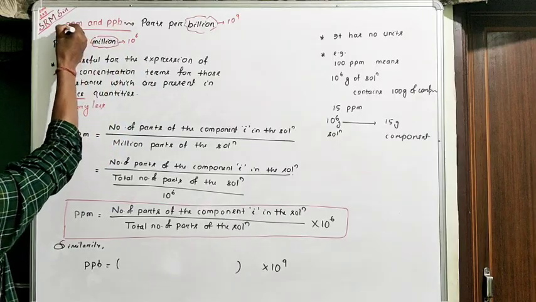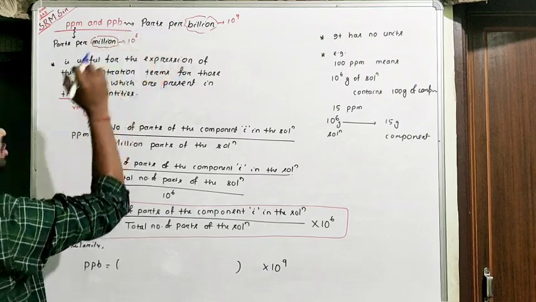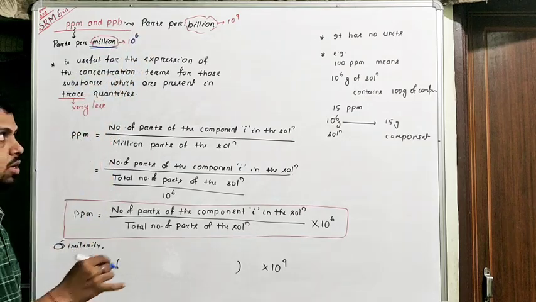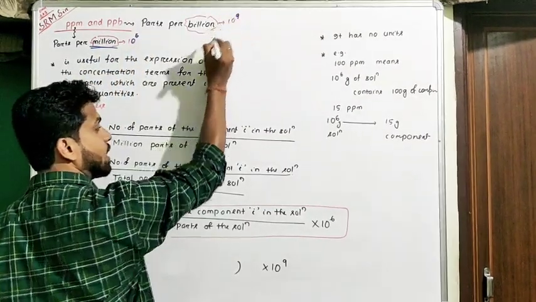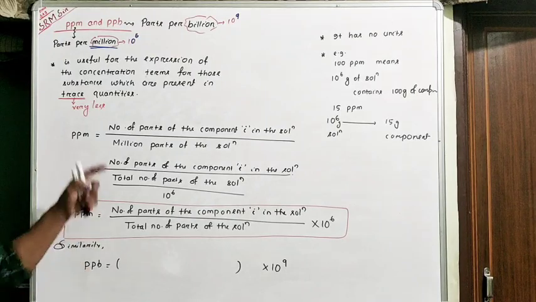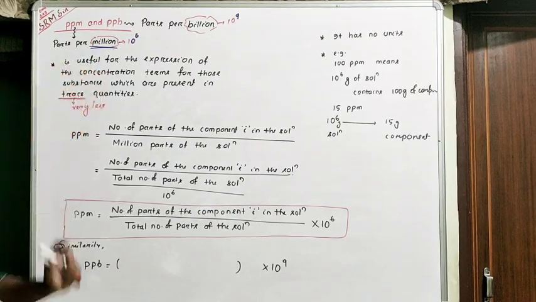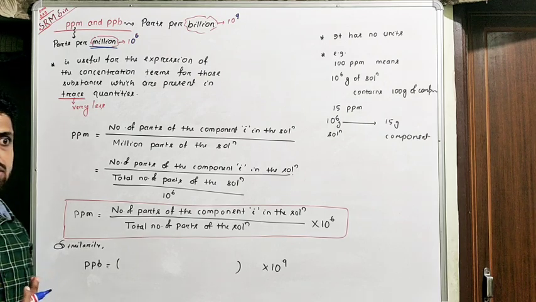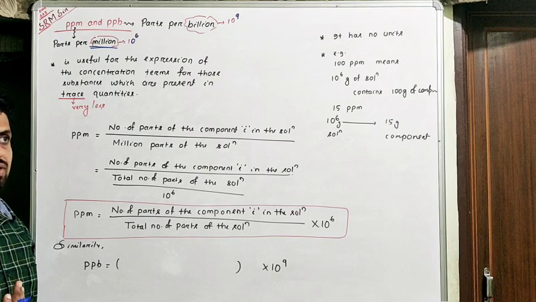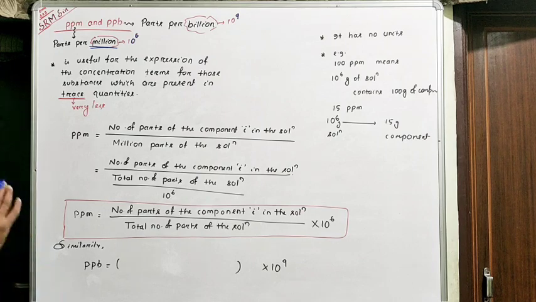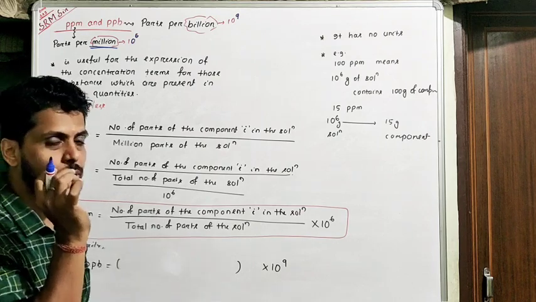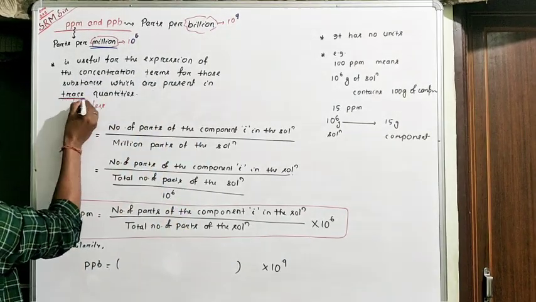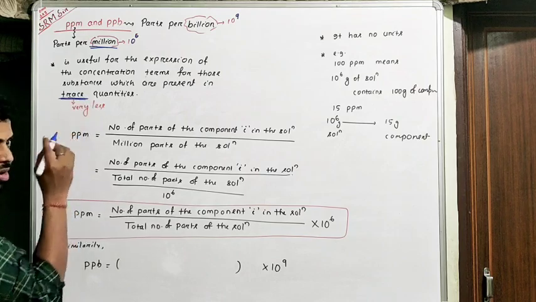Moving on to parts per million and parts per billion. What is million? Million means 10 to the power 6, that means 10 lakhs, and 10 to the power 9 means 100 crores. This mode of concentration is generally useful in cases where we need to express the concentration of substances present in very minute amounts, in lesser amounts. So these are substances present in tracer amounts, in small quantities.